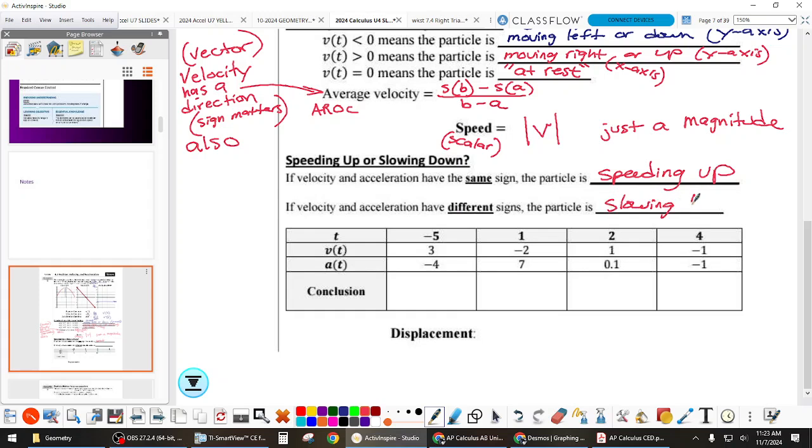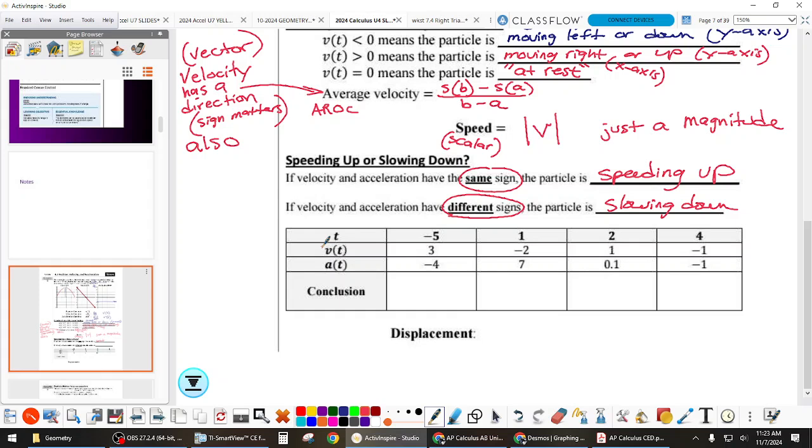So when we're analyzing this, this is what we'll use. In this section, you're going to see a lot of "justify," and we haven't done a lot of that yet because we haven't really needed to. But that's going to be the phrase that we use. So justify. Like if it's speeding up, it has the same sign.